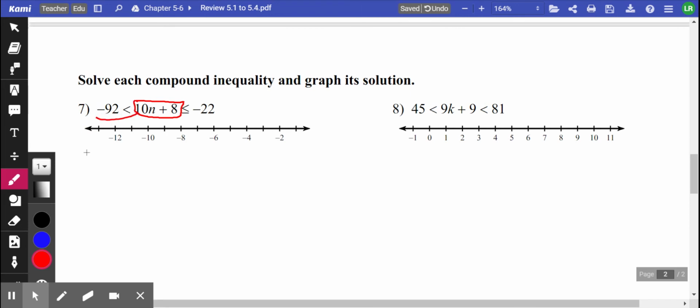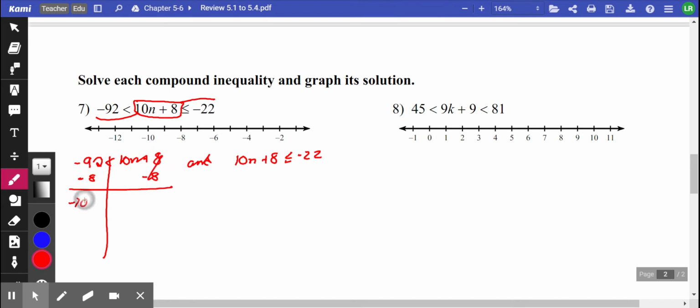So left side is the first part. So negative 92 is less than 10m plus 8. And middle and right is the second part. 10m plus 8 is less than or equal to negative 22. So let's solve them.